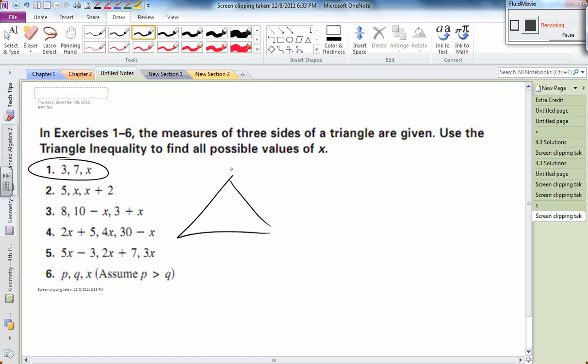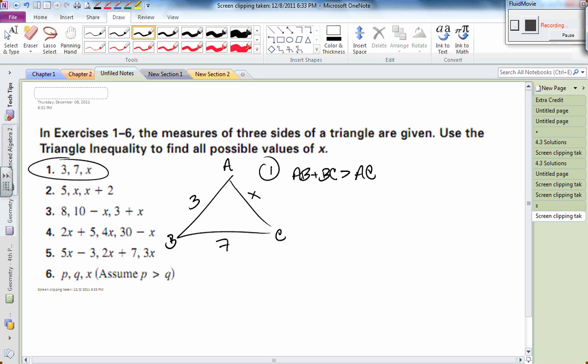Let's just make a triangle. Let's label the vertexes A, B, and C. Let AB be 3, BC be 7, and AC be x. The triangle inequality says that any two sides, their sum has to be larger than the third. So in that case, AB plus BC has to be greater than AC.